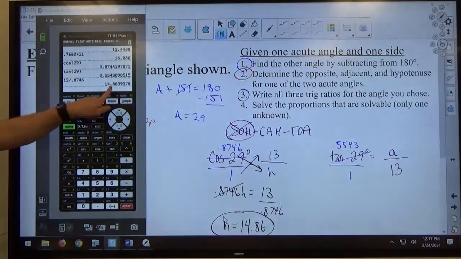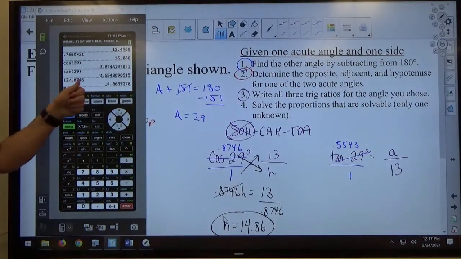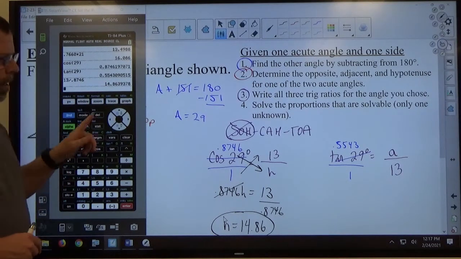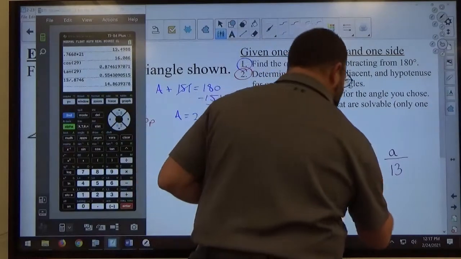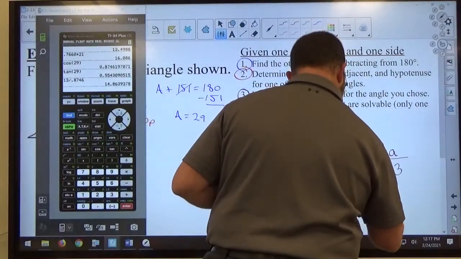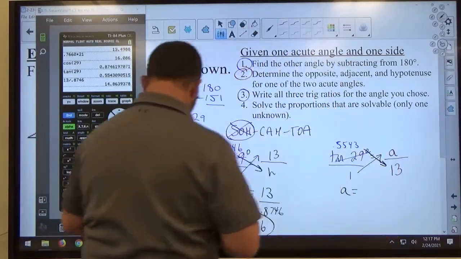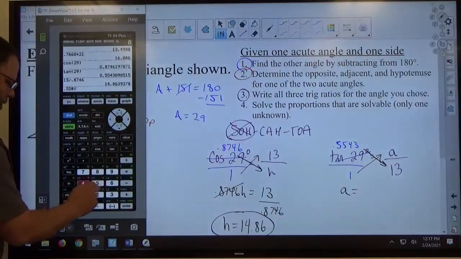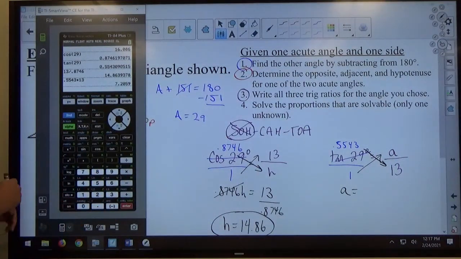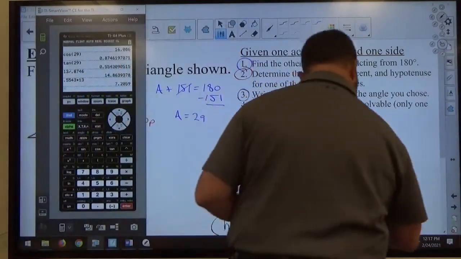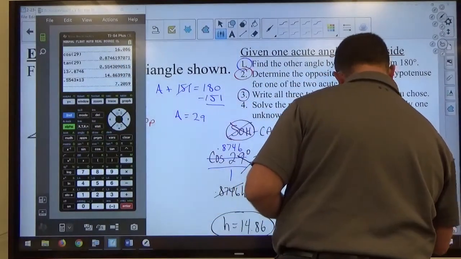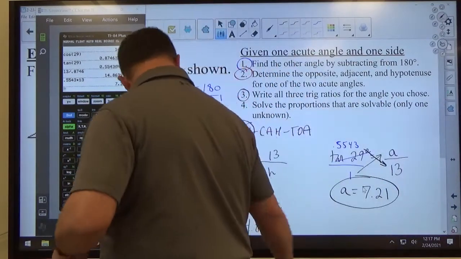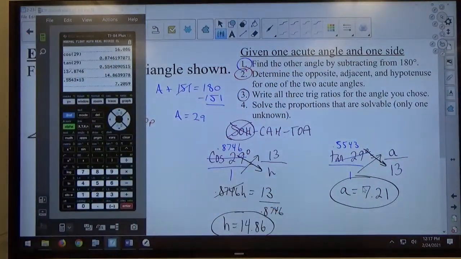And notice I just took the answer on my calculator, rounded to 2 decimal places. So it's 863. 3 keeps the 6 at the same level, right? On the other one, I cross multiply, get 1 times A is, of course, A, and 0.5543 times 13 comes out to 7.21. Again, just rounding my final answer on the calculator screen to 2 decimal places. 7.205, 5 makes the 0 go up 1 to 7.21.